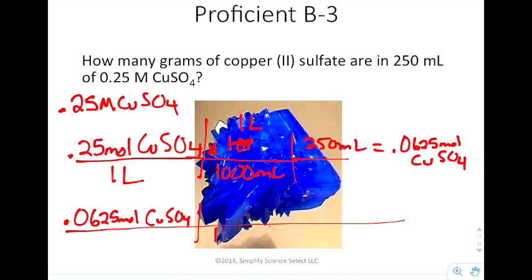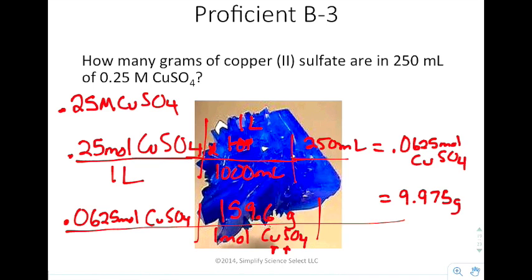I would say that 1 mole of copper sulfate, and then I would have to do the molar mass of copper sulfate, where there's 1 copper, 1 sulfur, and 4 oxygens. Whenever you find the molar mass, it ends up being about 159.6 grams in 1 mole. Now you can multiply this out, and when you do, you end up with about 9.975 grams, but that's too many significant figures if you were to look at it.